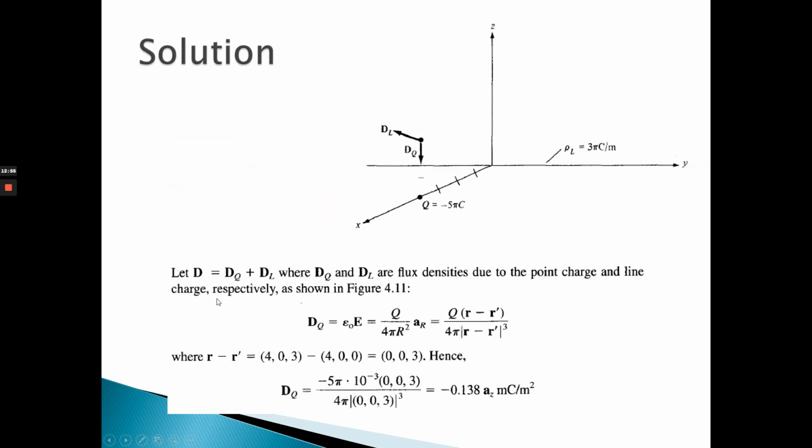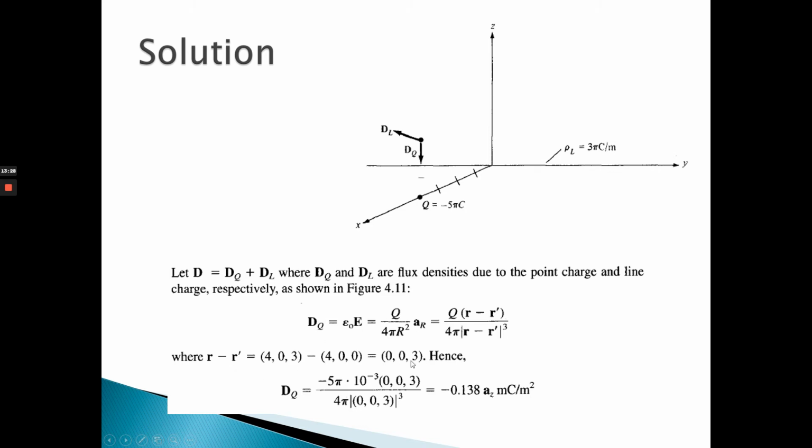So here, first we try to find the electric flux density due to the point charge. We know dQ is equal to epsilon naught E, and here we got it. This is the same R that we have calculated for E and F also. How to find the electric flux, electric field intensity and also electric force, you know how to do it, so I will not go deep into it.